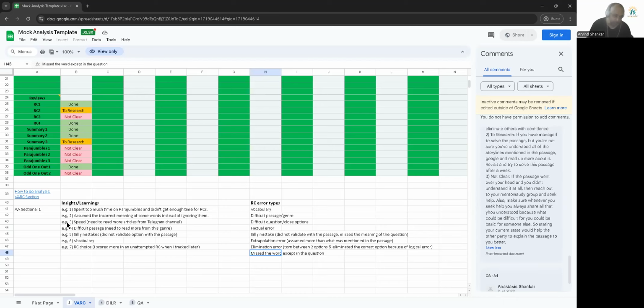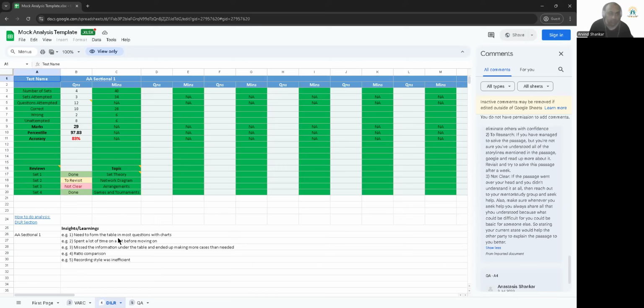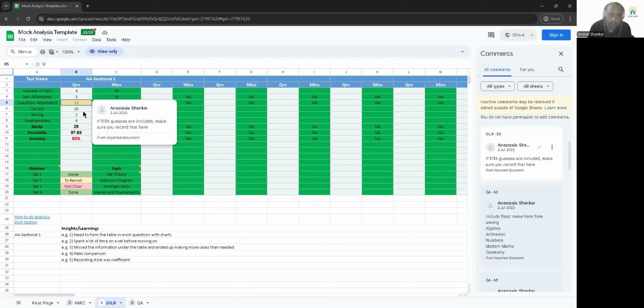So whatever insights, learnings you want to write down, you can write that down here. Then you have DILR, number of sets, how many sets were attempted, how much time you had. 4 and 40 is pretty much going to be identical. Sets attempted 3, time invested 34 minutes. Questions attempted.